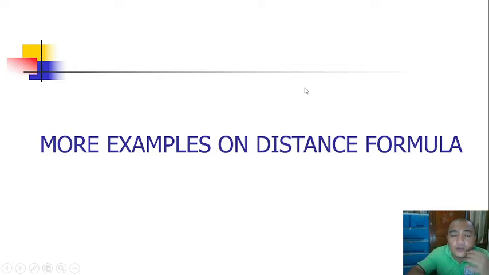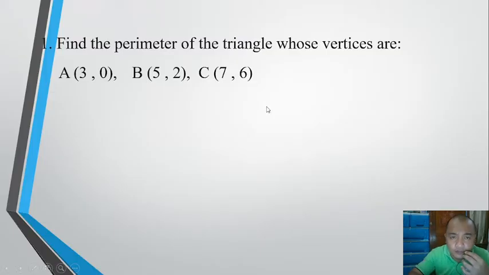So let us now move to more examples on distance formula. This time, problem solving on distance formula. Number 1, find the perimeter of the triangle whose vertices are A (3, 0), B (5, 2), and C (7, 6). So how do we find the perimeter of the triangle? We just need to add the lengths of the three sides of the triangle. By distance formula, we can solve the length of each side of this triangle, the three sides AB, BC, and AC.